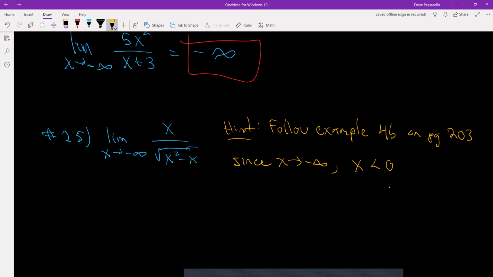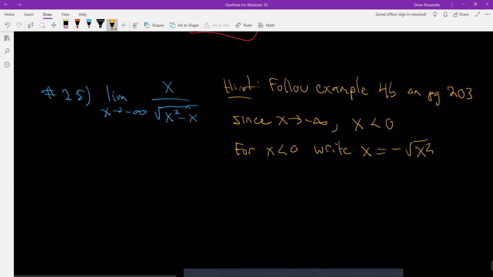And so whenever you have x less than 0, you can write x as a negative square root of x squared. All right, because we know the square root of x squared is x, and so you have negative times x, but x itself is negative, so a negative times a negative makes positive. So this is what we're going to do. We're going to use this in combination with following example 4b.